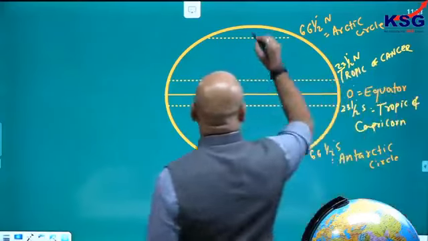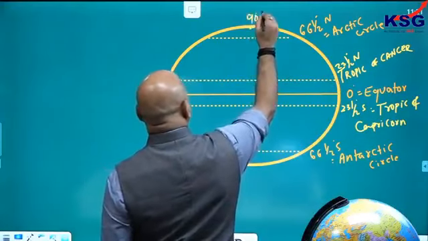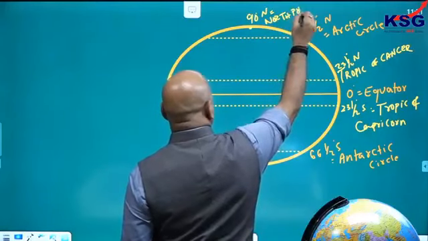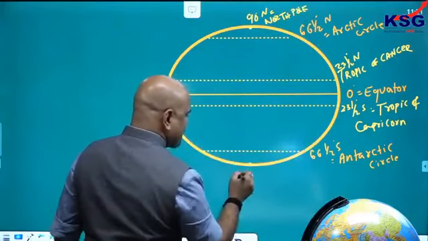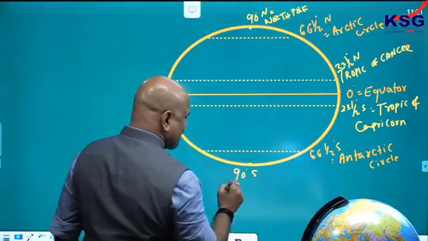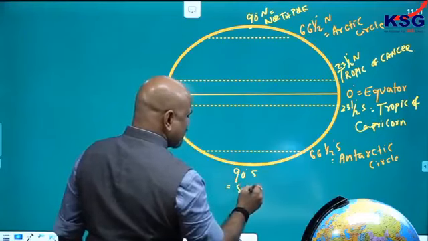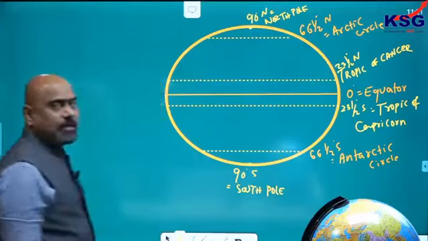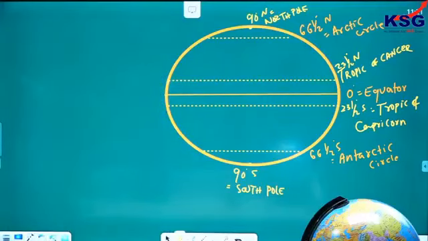Here is 90 degree north, equal to the North Pole, and here it is 90 degree south, equal to the South Pole.